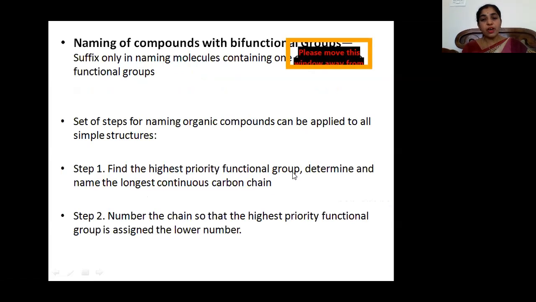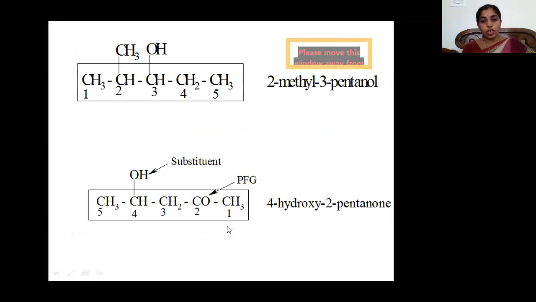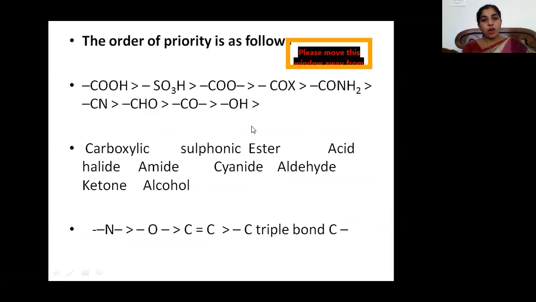So find the highest priority functional group, and determine and name the longest continuous carbon chain. Step 2. Number the chain so that the highest priority functional group is assigned the lower number. That's what we saw here. While numbering, the PFG should get the lowest number. These are the order of priority, and even here you have carboxylic, sulfonic, ester, acid halide, amide. Again, if special elements like nitrogen are present, that gets priority compared to oxygen, compared to C double bond C, and compared to C triple bond C. This gets the least priority.